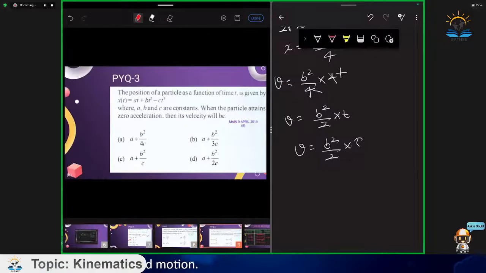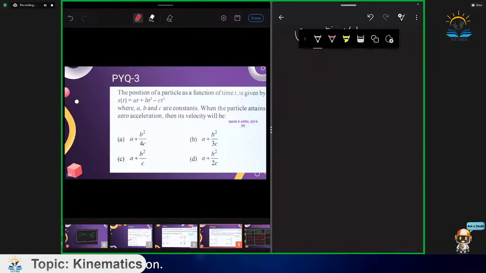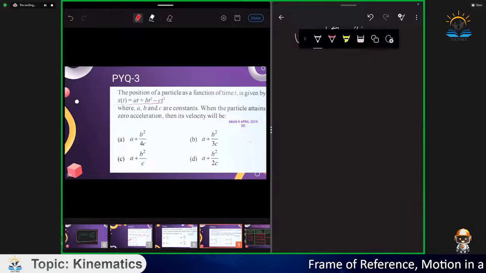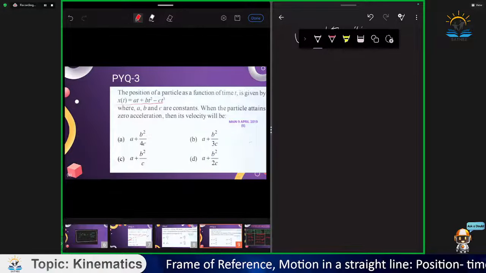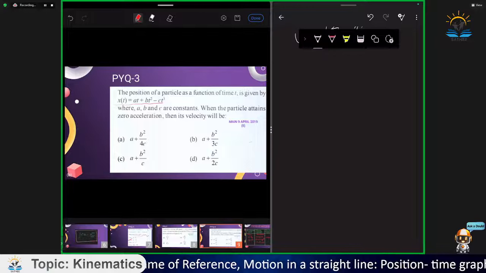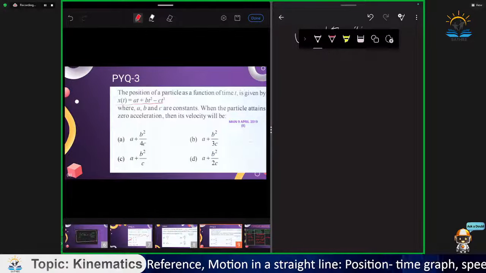Next, our third question. The position of a particle as a function of time is given by x equal to at plus bt square minus ct cube, where a, b, and c are constants. When the particle attains zero acceleration, then its velocity will be. Again, we have to differentiate this equation to get velocity, and differentiating again, we will get acceleration.